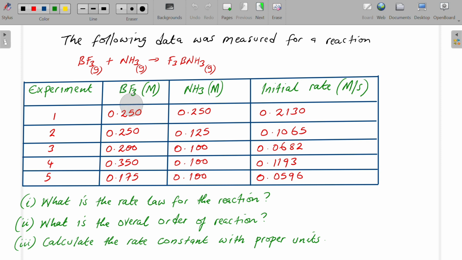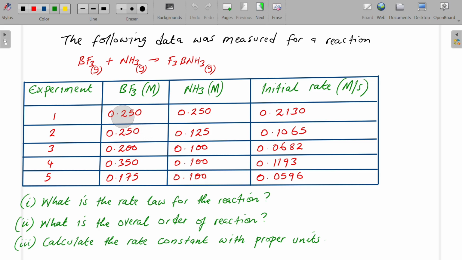So to find for NH3 again, remember what we were finding for BF3 was the value of x. Here we're finding the value of y, the value that is connected to NH3, the order of reaction according to reactant NH3 in this case. To find that, we're going to use the same method, but now we are looking at the BF3 that we have here. We are checking experiments where the concentration is not changing.